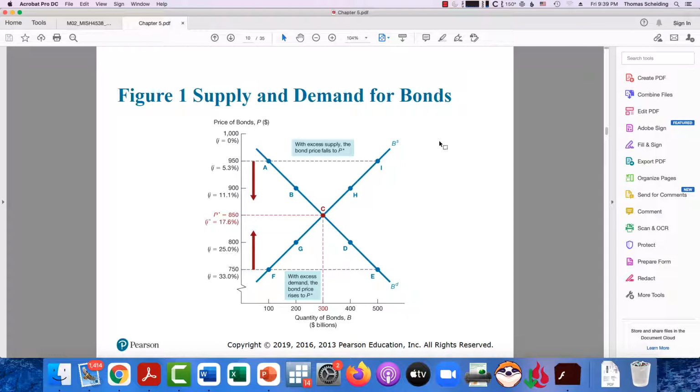Instead, in this case, because they want to lower the interest rate, what they're going to do is basically buy a lot of bonds. They're going to shift that demand curve to the right, which we're going to talk about here in a bit, but they're going to shift the demand curve to the right so that the new equilibrium is at 11.1.